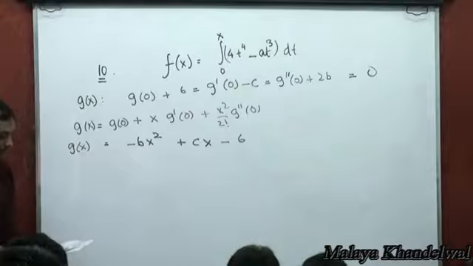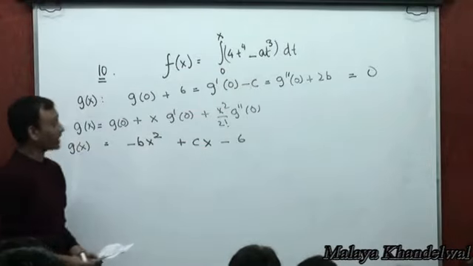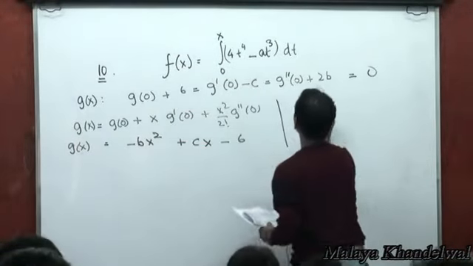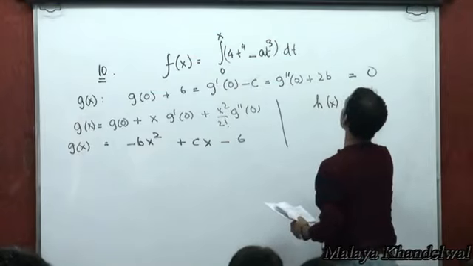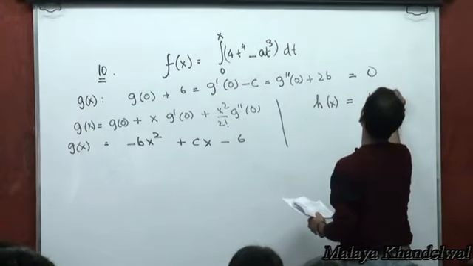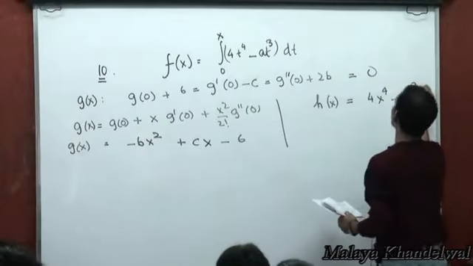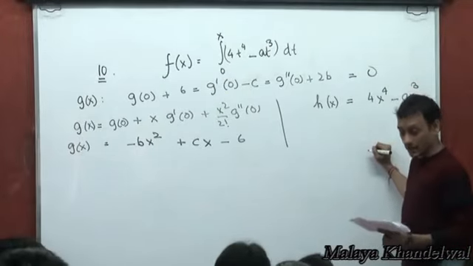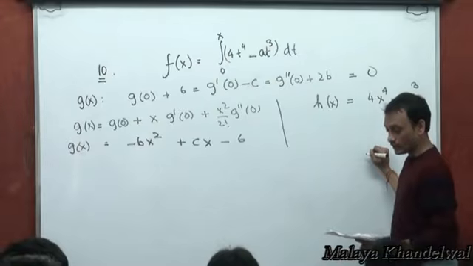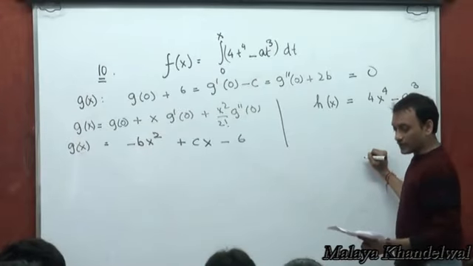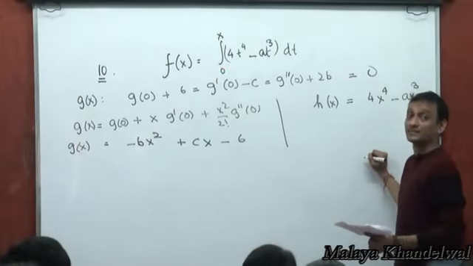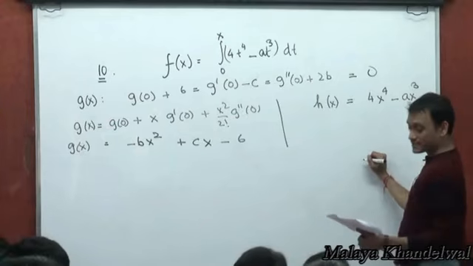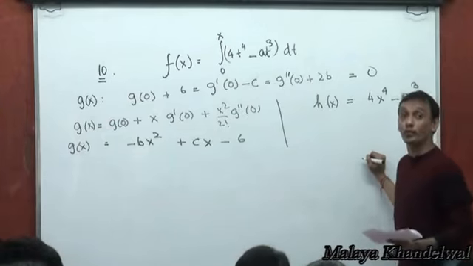h(x) is f'(x). h(x) is another function. h(x) is f'(x), which is like 4x^4 minus ax^3. That's h(x). Clear? And then there are two curves, g(x) and h(x), that intersect at 4 distinct points.